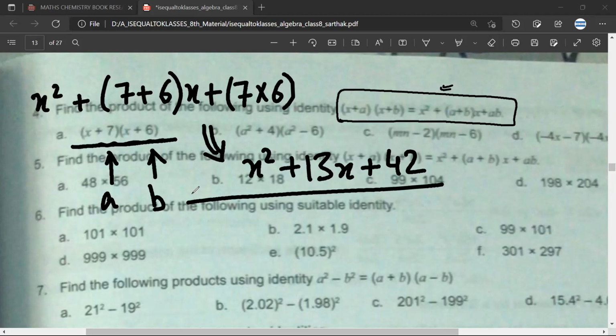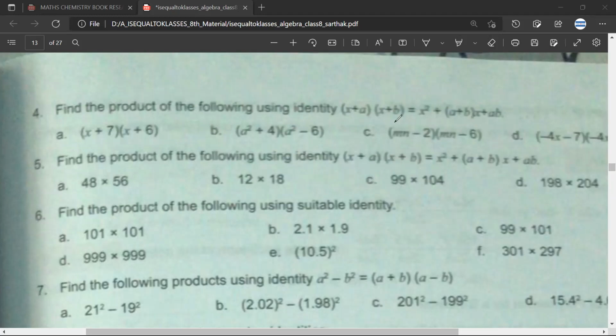No, sir. So this is the fourth identity that we'll be using. And again and again, what you need to identify is what is your x, what is your a, what is your b. So for example, in this question, this would be your x, this would be your A, and this would be your B. Sarthak, have you understood? Yes.